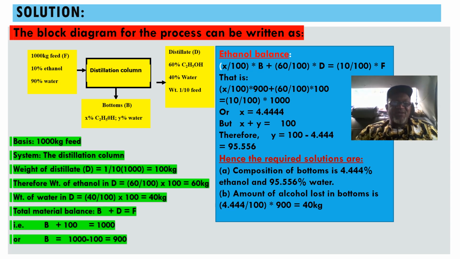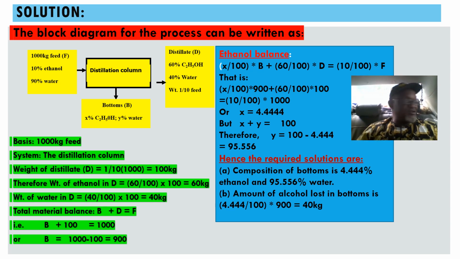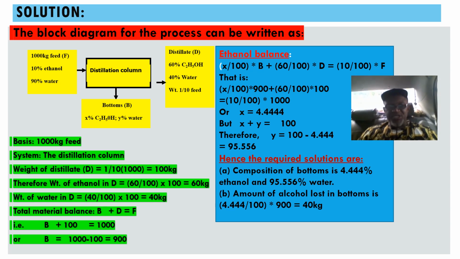But the total material balance will be B plus D is F. Remember, F is entering, D is leaving as distillate, B is leaving as bottoms. So F must be equal to B plus D. We don't know B, but we know D, the distillate, which is 100 kg. We know F, which is 1000 kg. So solving that, we'll get B as equal to 900. Now you can see we have gotten B.